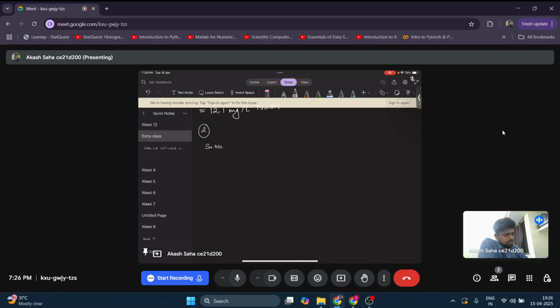So first is the serial number. I told you that the first thing given is Ca, okay, the concentration in the bulk, and the Qa, that is the concentration on the adsorbent. So I'll just write down the values.